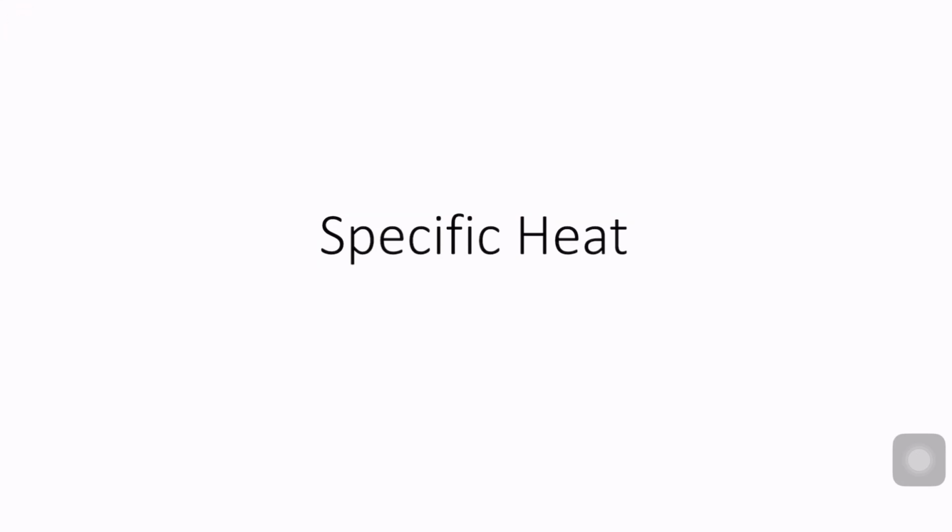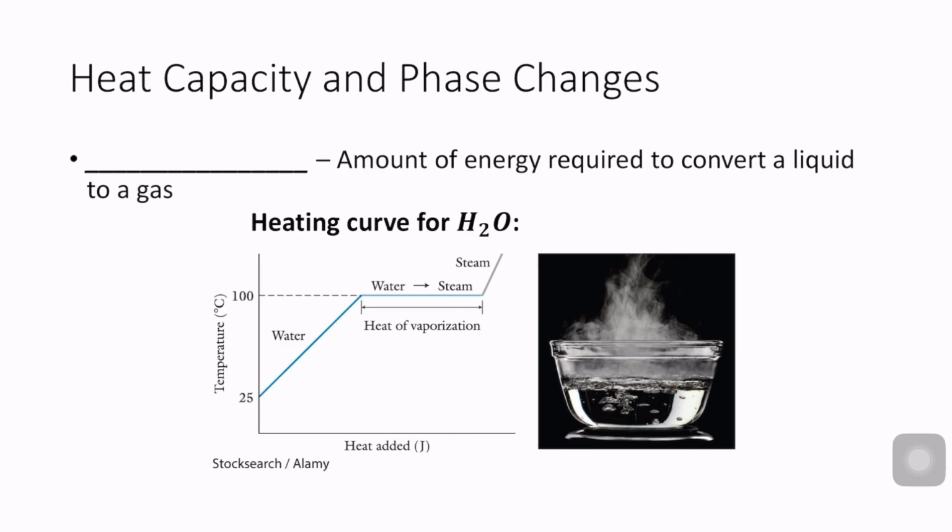In this video, we're going to talk about specific heat. When you have a change in phase, it's inevitable that it's going to require some sort of energy. Either energy has to be put into the system or energy is a product of the system. Now, the heat of vaporization is the amount of heat or the amount of energy that is required to convert a liquid to a gas.